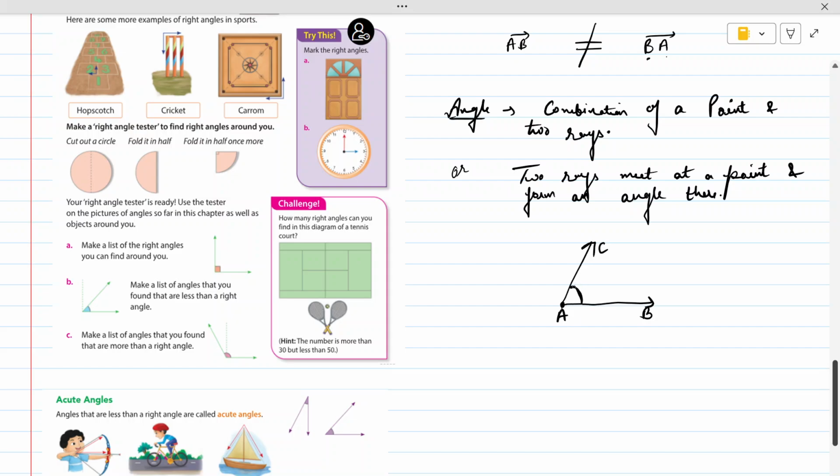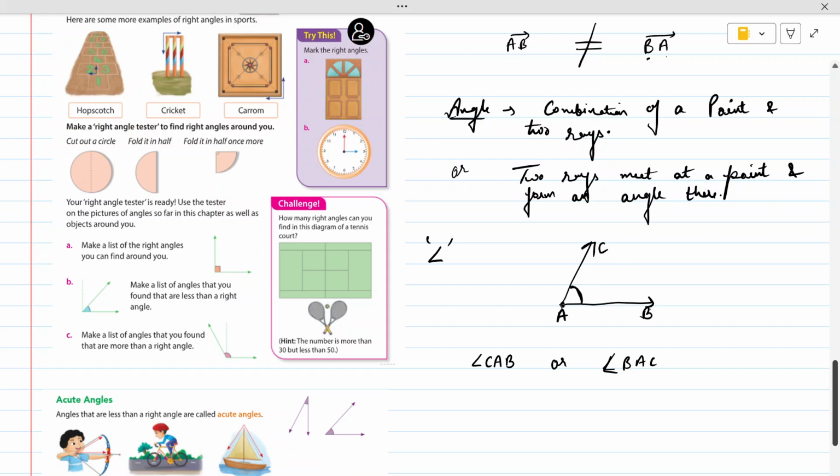This part is the angle, and we can write this angle as CAB or BAC. Now, we represent an angle with this symbol. This is the symbol to represent angle. For that reason, I have written angle here. Angle CAB means we are measuring from here, and BAC means we are measuring from here. Okay, so this is the angle.